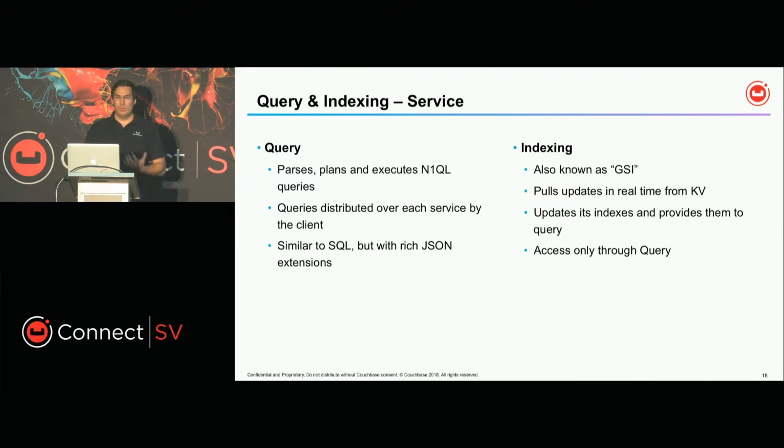And so what's the indexing thing? It's also known as GSI. So if you read the Couchbase documentation, GSI stands for Global Secondary Index. And it's basically the name for the indexing mechanism that we use behind the scenes to fuel Nickel and the query engine. And what it does is it pulls updates from KV. So you do a mutation, it sends it to the index service, and then it will update its indexes, and then it gets used by the query engine.